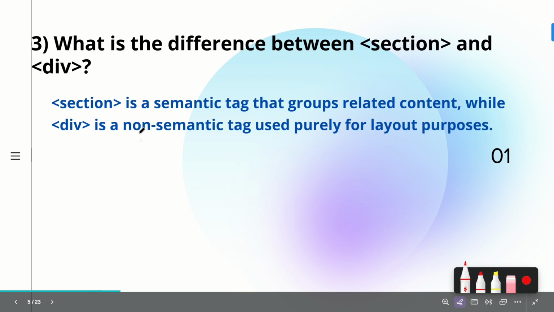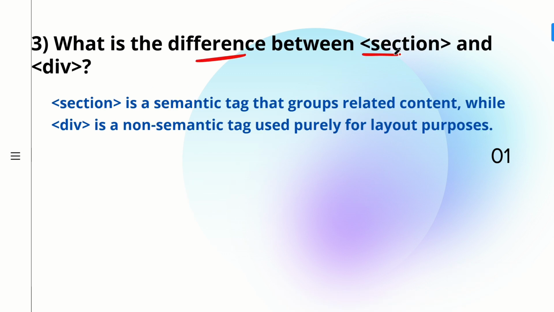We will see our third question now. The third question is, what is the difference between section and div? Div is the normal thing which we used to make use of in HTML, whereas section is a semantic HTML tag. We will see the difference now.